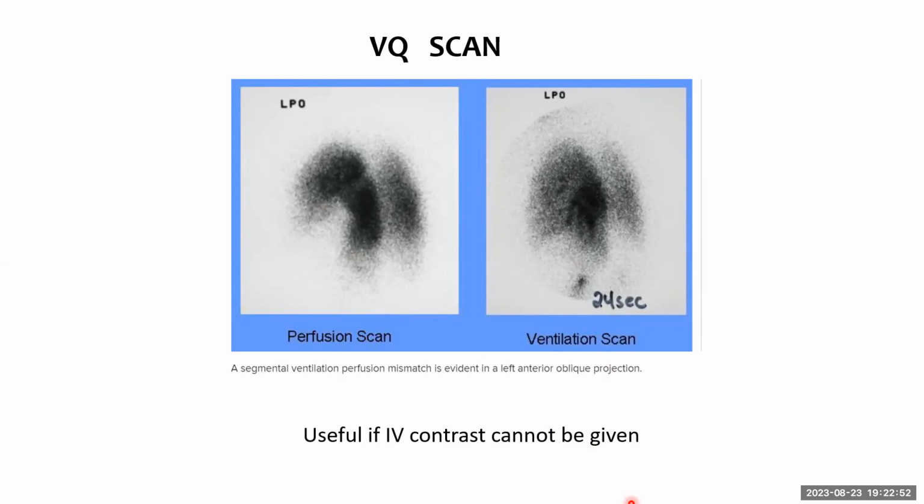So if you get a mismatch in perfusion and ventilation, that indicates mismatch. If it is matched, in the sense the same area has no perfusion and no ventilation, then you cannot comment on it. So VQ scan is useful in certain situations, like those conditions where IV contrast cannot be given or CTPA cannot be done because of certain reasons. However, if the X-rays are abnormal from before, then it becomes difficult to interpret VQ scans.